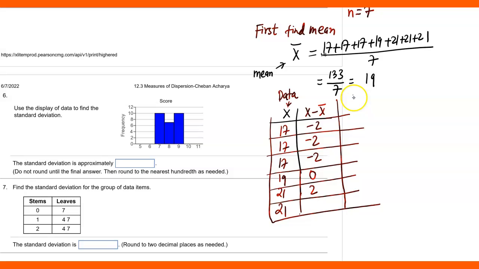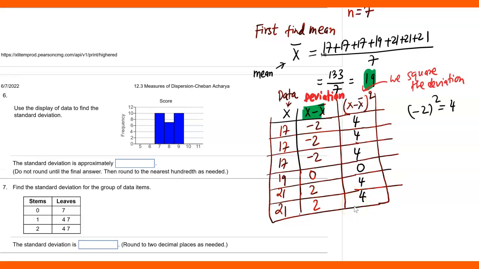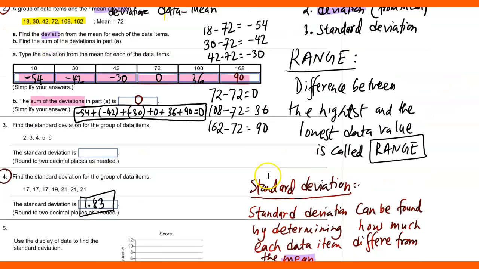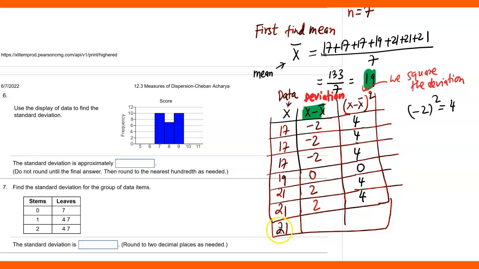21 minus 19 is 2. All right, okay. I forgot another 21 here, because you have 321 here, but I only put 2. And I got another 21. Again, 21 minus 19 is 2.